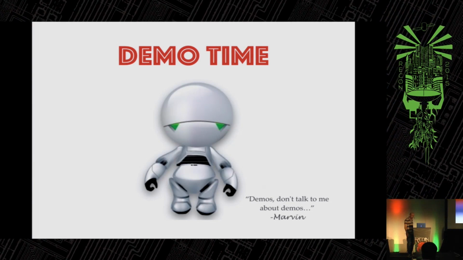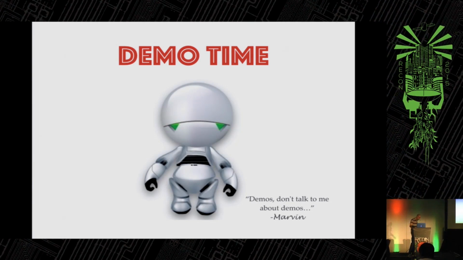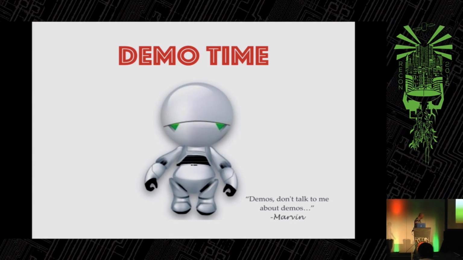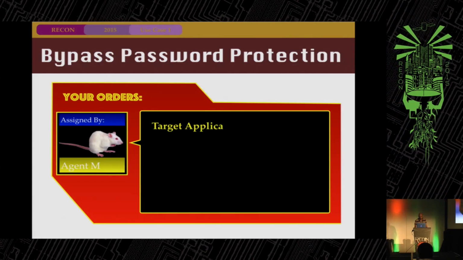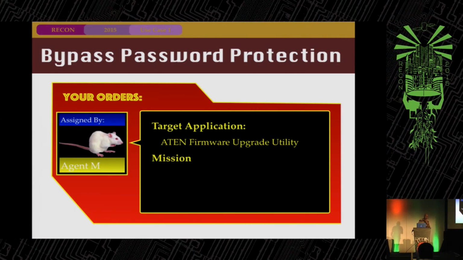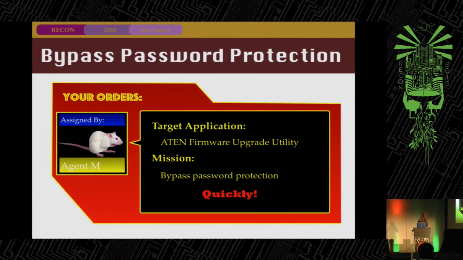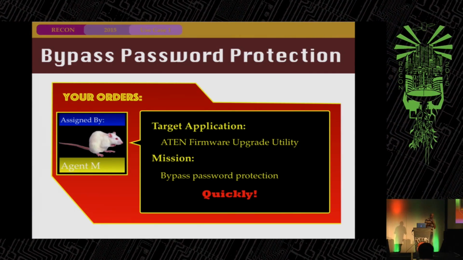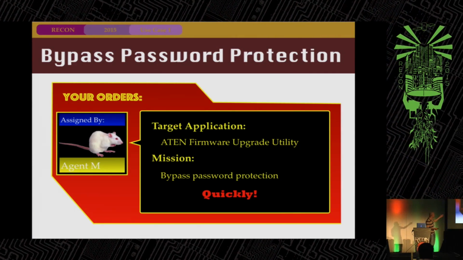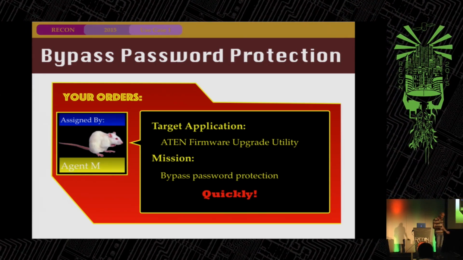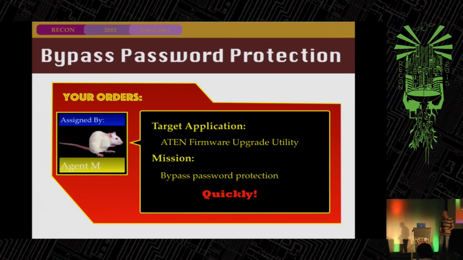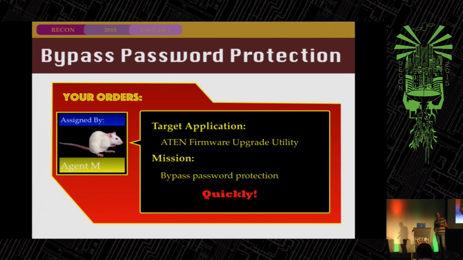I chose these demos really carefully, and they are from different worlds in reverse engineering. So let's go to the first one. It's actually another research project that I'm working on. During this project, I came up with this application. It's an A10 firmware upgrade utility, and it has some kind of very stupid password protection in it. We need to bypass that, and we need to do it quickly.